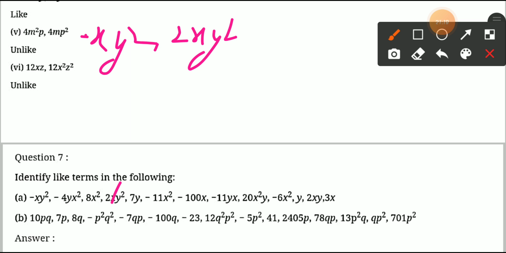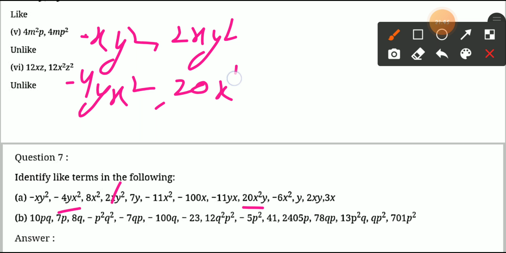Here we have two terms with x y square in A. Now see the second one, minus 4yx square, means 2x and 1y. Here there is no y, here it is 2x 1y. Is anyone like this? No. So they both are like terms, 20x square y.